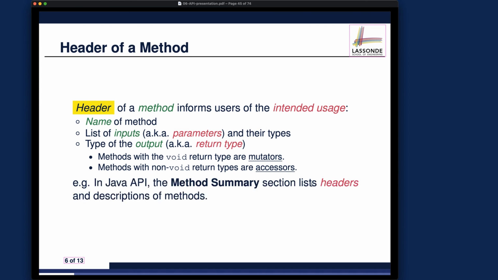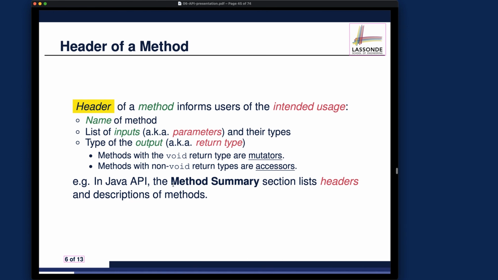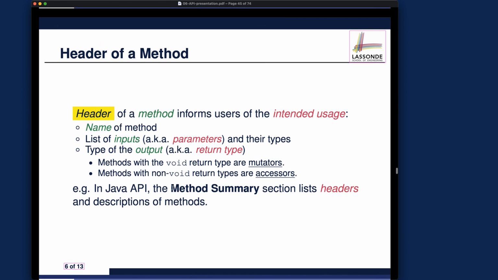All right, in the Java API, the method summary section, which we'll show to you for each of the 3 classes we're going to look at for case studies, lists the headers and descriptions of the methods. That's something we'll look at as we go into the case studies.